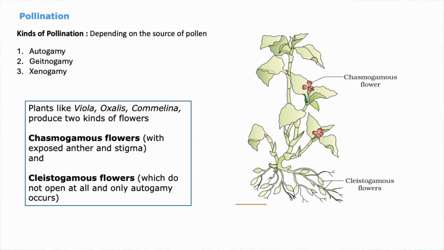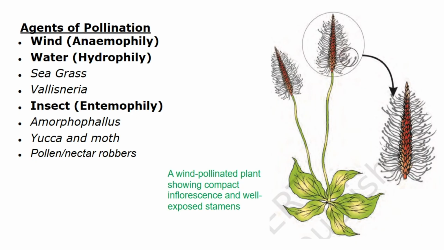Learn pollination and the different types of pollination. There you have a textbook diagram which shows 2 types of flowers, cleistogamous and chasmogamous flowers, which have been asked during the previous years. Remember to learn the adaptations seen in flowers and floral parts based on the pollinating agents involved, like anemophily, hydrophily, and entomophily. The symbiotic relationship between the yucca plant and moth. Then, what are pollen robbers? See the diagram of a wind pollinated plant.